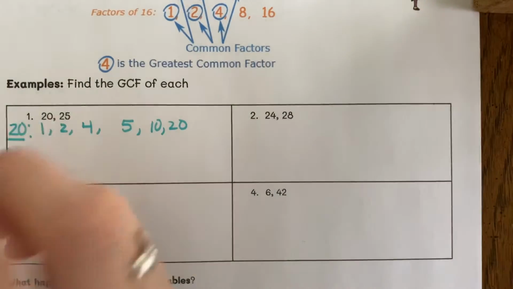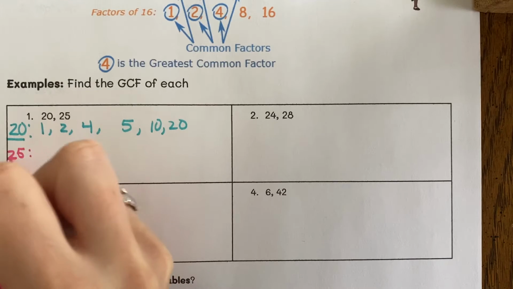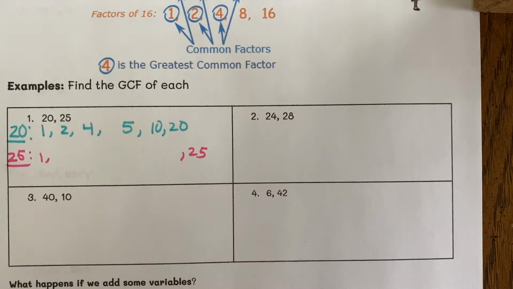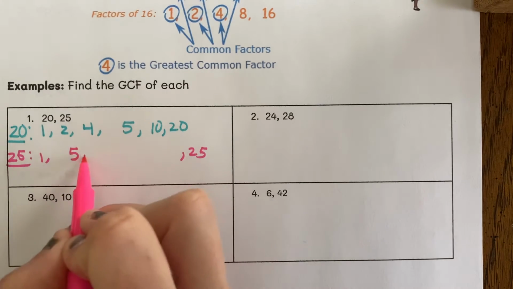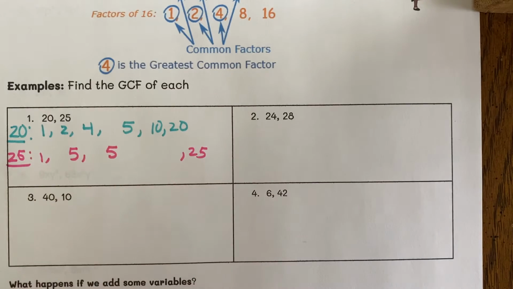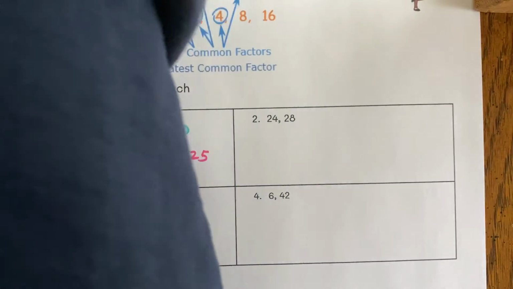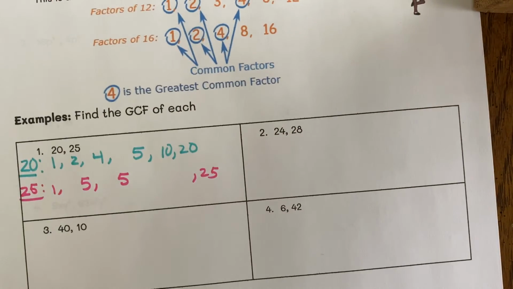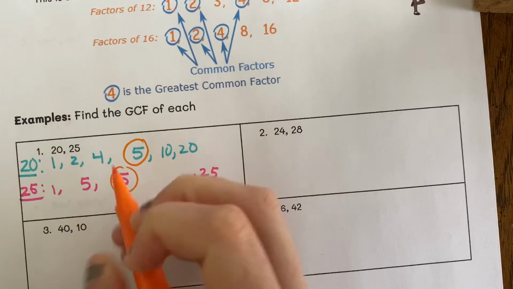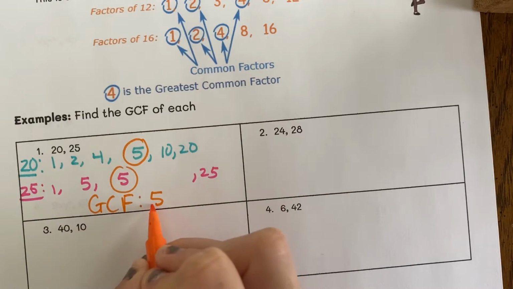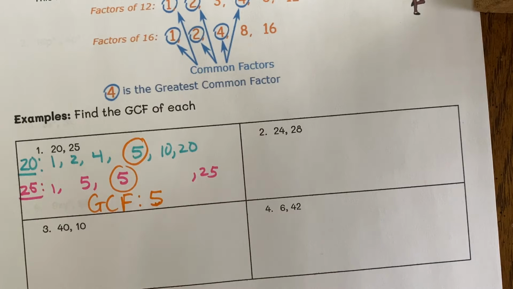If we list the factors of 25, we'd have 1 and 25. 2 is not a factor. 3 is not a factor. 4 is not a factor. But then we have 5 and 5. The number's already repeated, so we know we're done. So my greatest common factor, if I'm going to circle it, my GCF would be 5, because that's the greatest common factor between 20 and 25.